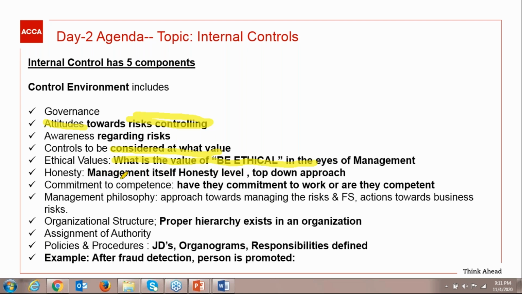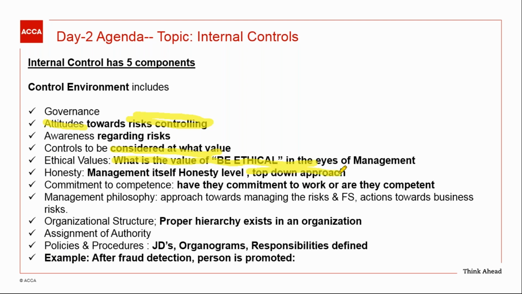So next, management's own honesty level, the top-down approach. As you know, whatever the policies, whatever the decisions made by the management, everything comes from top to down. So if the management is not honest with their vendors, if the management is not honest with their customers, then why will employees be honest with their employer? Listen to me carefully. If the management is not sincere with the vendors, is not sincere with the customers, then why will their employees be sincere with this employer? Obviously, it's a top-down approach.